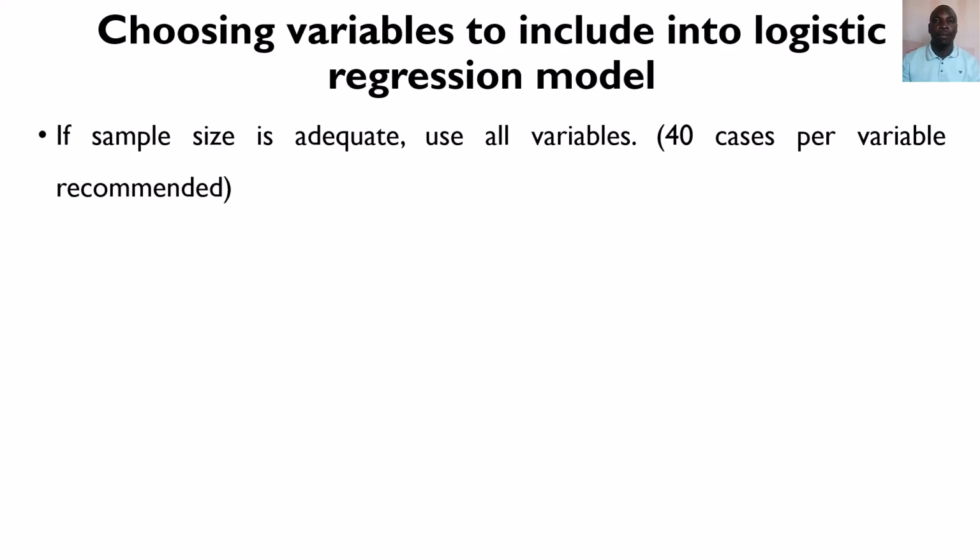40 cases per variable is always recommended as adequate, whereas other books go as low as 10 or 15 cases per variable. What we mean is, if you have 10 variables in your model, then you need 10 times 40 participants to give you at least 400 participants as your sample size. If you have inadequate sample size and you fit a lot of variables into your model, then it lacks sufficient power to detect significant differences when they do exist. So here, if the sample size is adequate, use all variables.